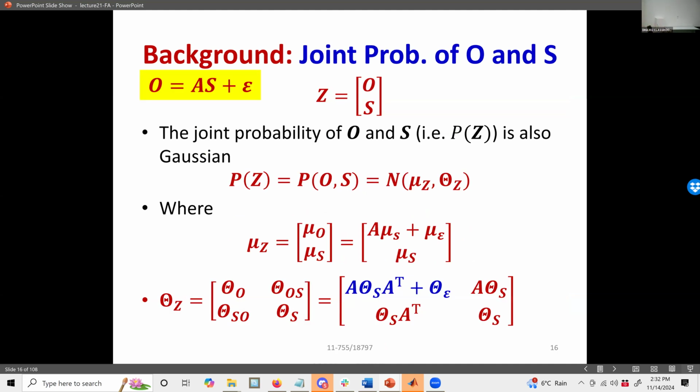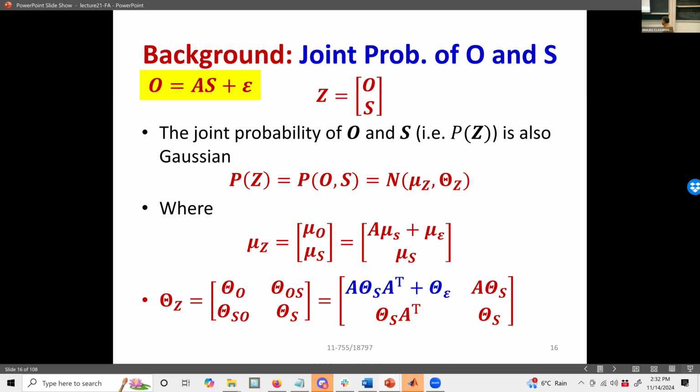And now here is the crazy thing. If I say O equals AS plus epsilon, what is the joint distribution of O and S? S is Gaussian, epsilon is Gaussian, O is Gaussian. So the joint distribution of O and S has got to be Gaussian, right? And if the joint distribution is Gaussian, then the mean is simply going to be the vector of the mean of O and the mean of S. We know the mean of O is simply A mu S plus mu epsilon. The mean of S is mu S. So the mean is very, very simple.